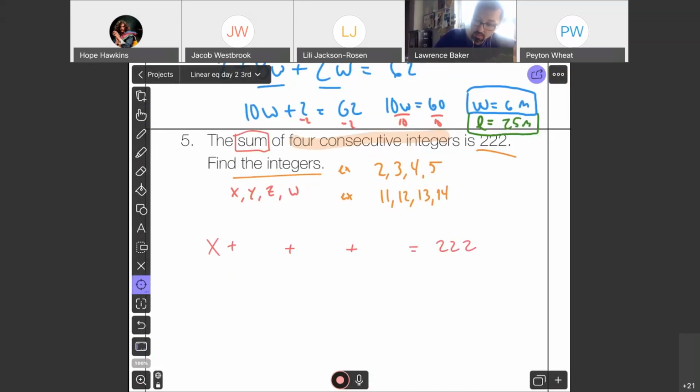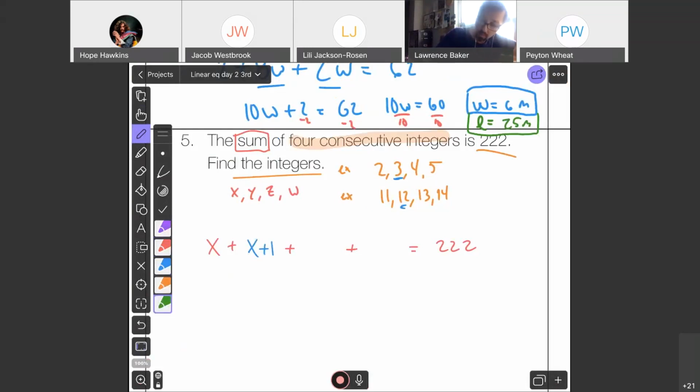Well, how is 3 related to 2? How is 12 related to 11? What's the relationship there? Adding 1, right? To get that number, we take whatever the first number was and add 1 to it. What was our first number? It was X. So the second number would have to be X plus 1.